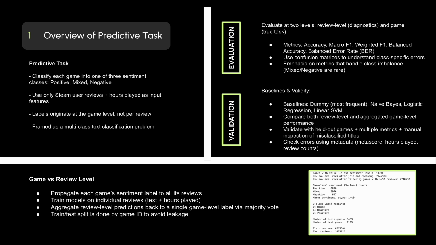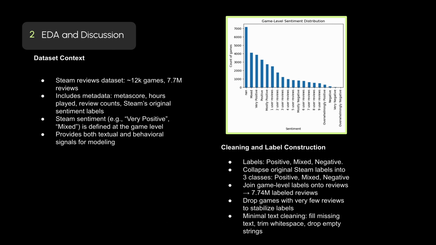So in terms of the EDA, we have a large Steam reviews data set that we used, and it contains about 12,000 games, almost 8 million user reviews, and various metadata fields such as metascore, hours played, review counts, and some original Steam sentiment labels, which were assigned through various categories. And so a decision I made is to condense those into the 3 categories of positive, mixed, and negative.